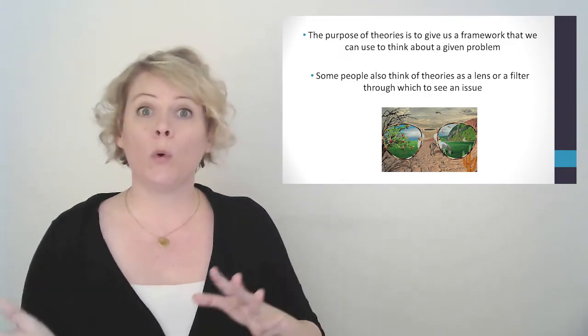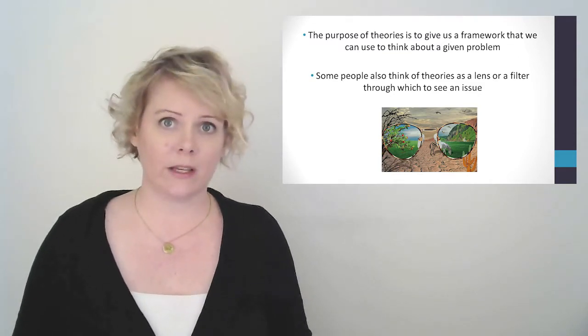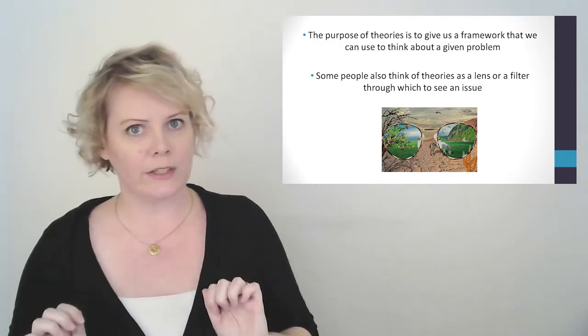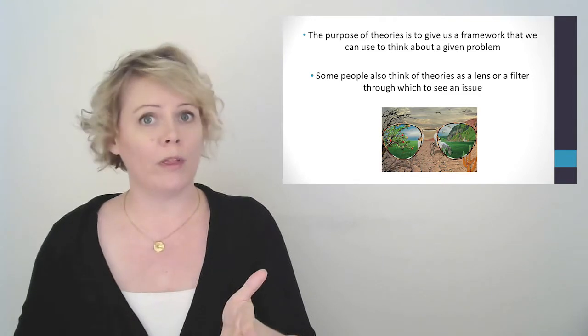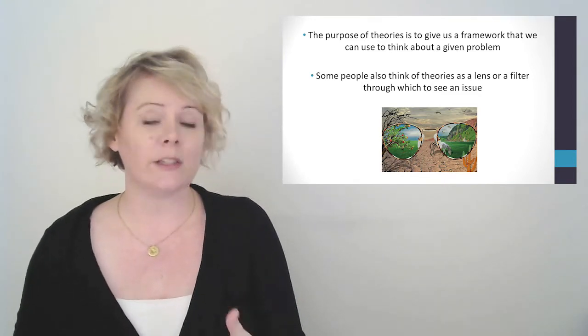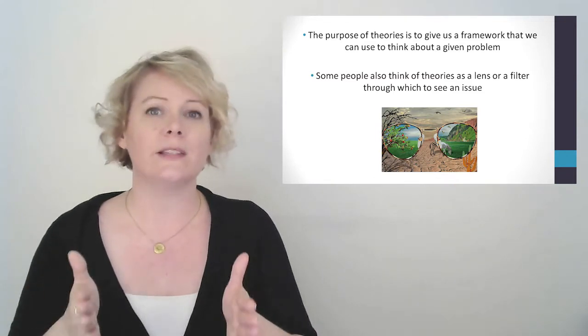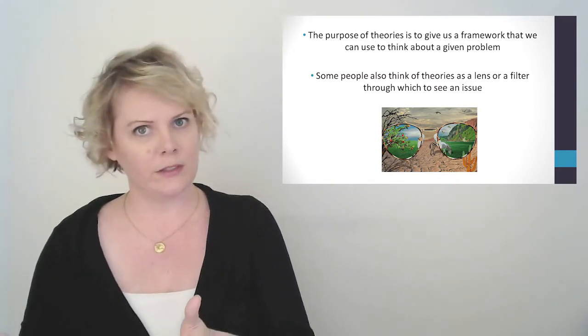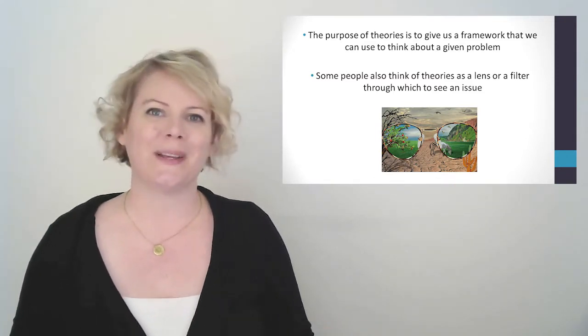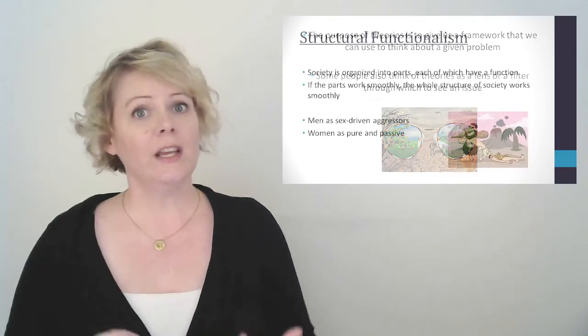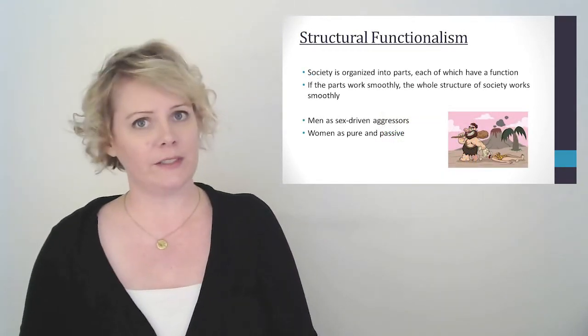And sometimes more than one theory can apply to the same thing. So they're not mutually exclusive necessarily. Sometimes more than one theory can explain something that's happening, especially a really complex social issue. But often we'll find that something is best explained by one of these theories. You'll probably develop a favorite as we go. So first, let's talk about structural functionalism.